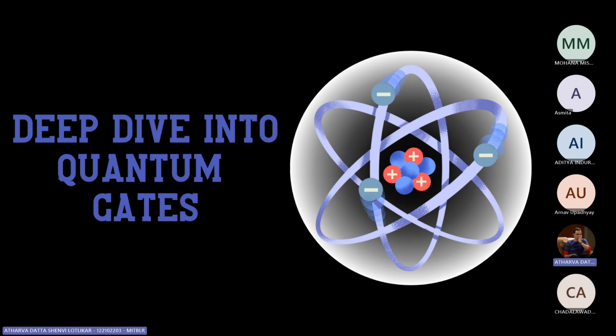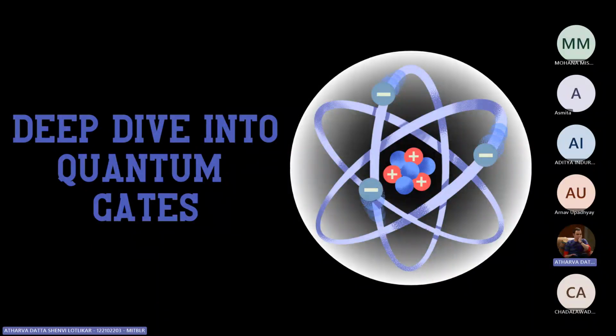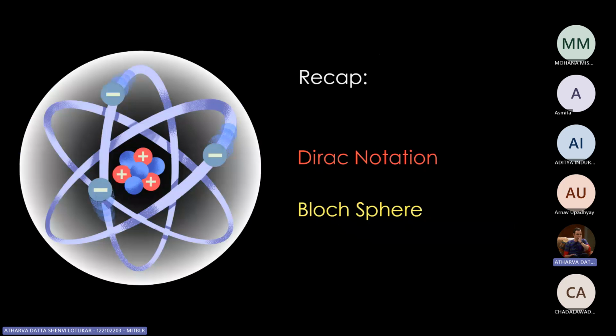So I think Arshit went through the whole basics about gates and the different kinds of gates. But this time, I'll be covering more about the math behind what the gates are, and also we'll be looking at the visualization of how quantum gates can be visualized. So before we do quantum gates, there are two things we need to recap. One is Dirac notation and one is Bloch sphere.